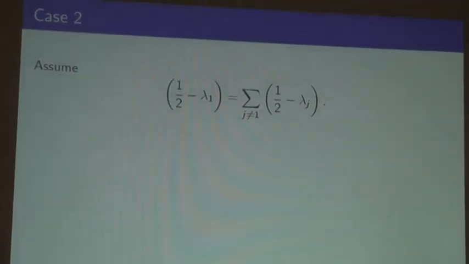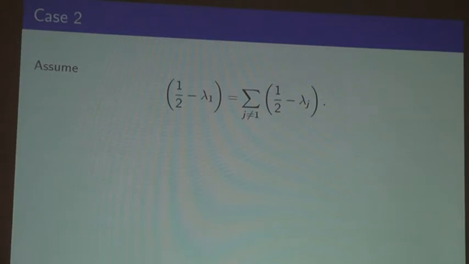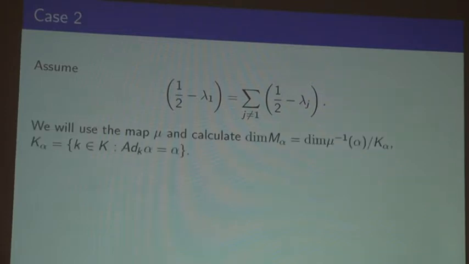Let's move to case 2. Here we assume that by symmetry we can consider only the equality for lambda 1. So we assume that this equality is satisfied. So we will use the second definition of the reduced space.